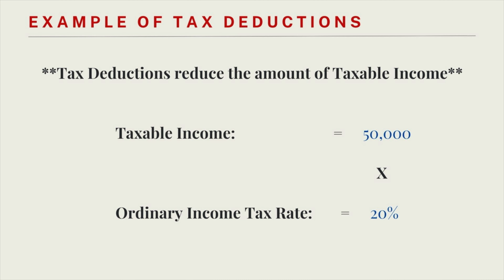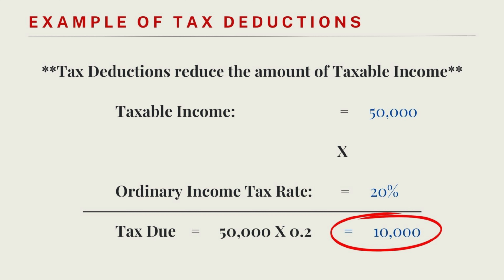Starting with tax deductions, remember that tax deductions reduce the amount of taxable income. So let's assume that you are starting with taxable income of $50,000 and assume an ordinary income tax rate of 20%. And note that this is just an example. I'm not getting into progressive tax rates in this episode. So to calculate the tax due, you take 20% of $50,000. So the tax due equals $50,000 multiplied by 0.2, which equals $10,000.